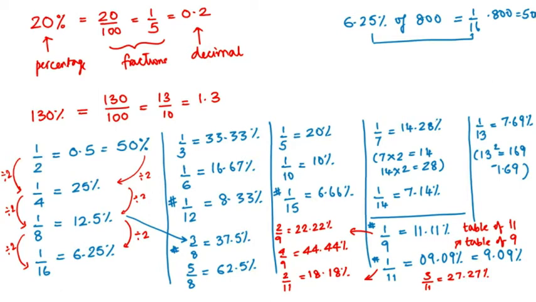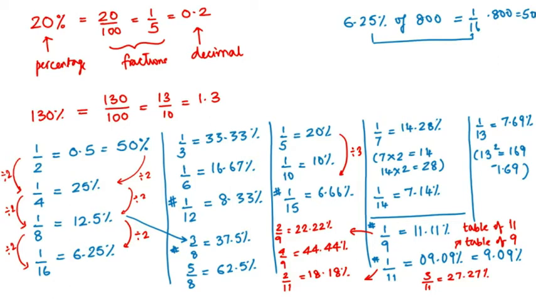1 by 3 is 33.33%. So 1 by 6 is half of that, 16.67%. 1 by 12, a very important number, is half of 16.67%, that is 8.33%. 1 by 5 is 20%. 1 by 10 is 10%. If I were to divide this by 3, I get 1 by 15. So 20 divided by 3 is 6.66, therefore 6.66%.